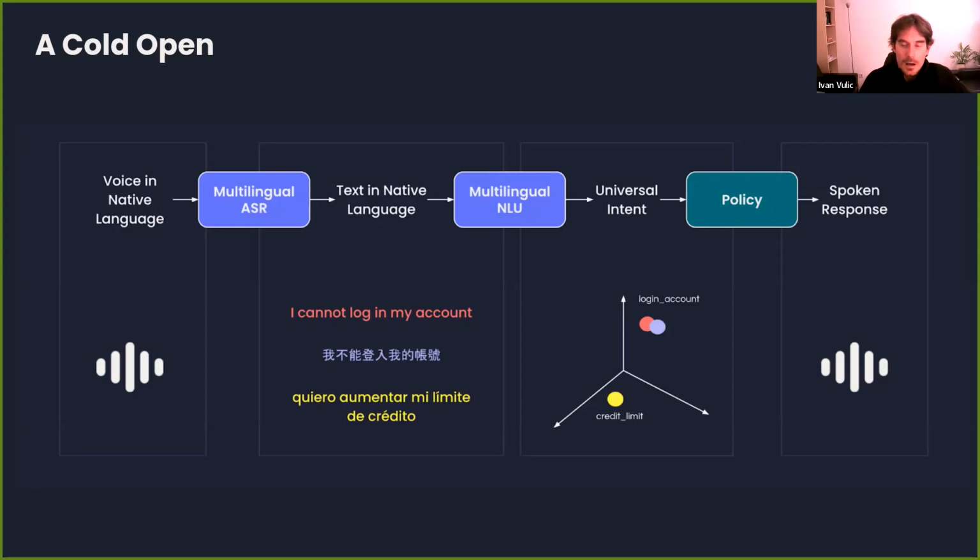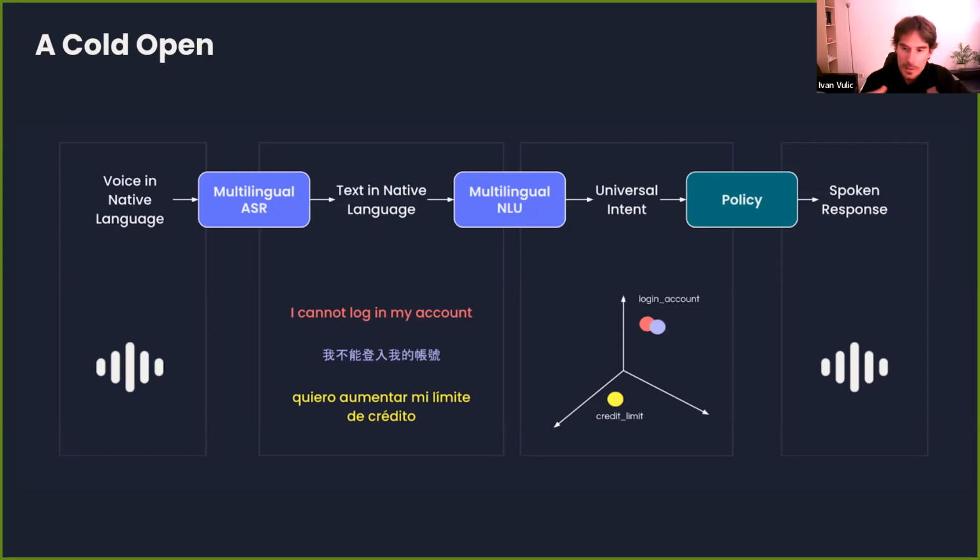And the actual task of intent detection is to figure out which intent the user actually wants to convey in the current utterance, and then do something with the intent inside the policy module. So you can already see that this multilingual NLU module is, in a sense, language dependent. So we need to figure out how to understand Spanish inputs and English inputs.